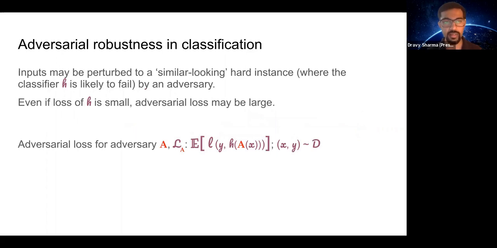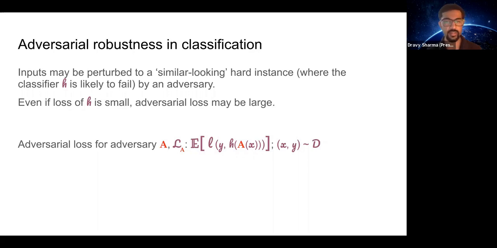We also define adversarial robustness. In this case, we allow the inputs to be perturbed by the adversary. Basically, the adversary can move the input slightly to a hard instance for the same label. What do we mean by hard? The goal of the adversary is to make our classifier fail on the modified input, and in order to do that, it moves the point x to a point a(x). The loss function is the same as before, except that now we have h(x) replaced by h(a(x)).